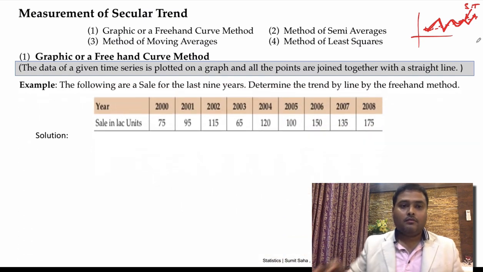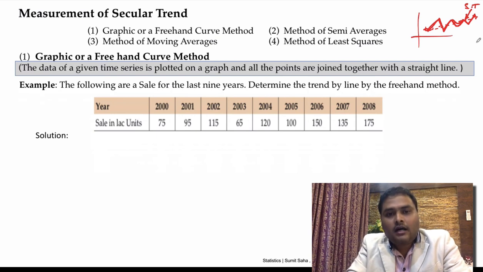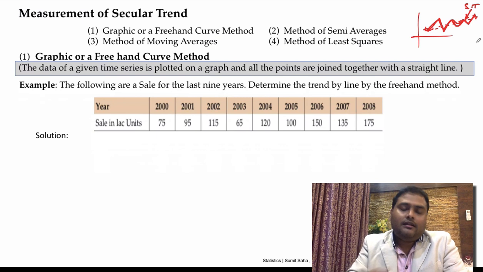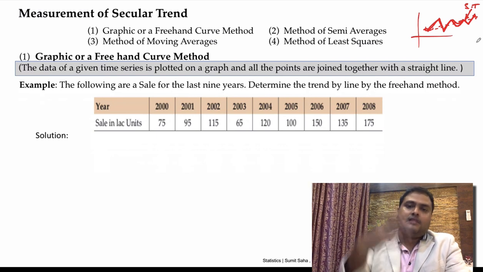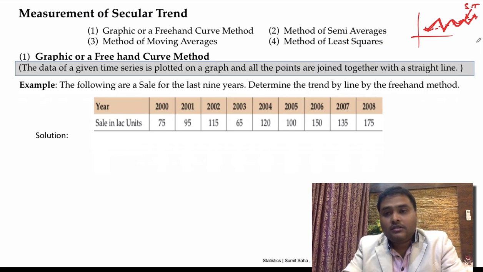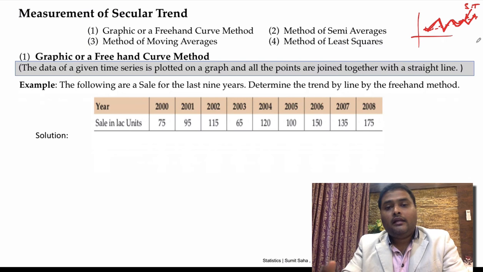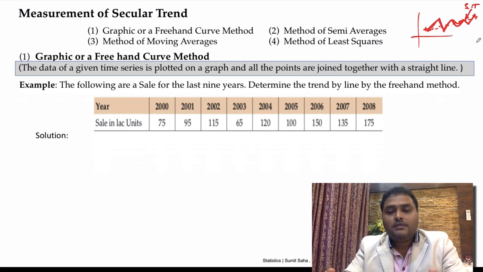Right, now let's take the problem. The example is given that the following are the sales for the last 9 years. As I explained last time also, think of the sales of Coca-Cola or Pepsi over the last 9 years. Here it is given from 2000 to 2008, and sales are in lakhs of units. That means 75 lakh bottles of Coca-Cola were sold in 2000, then in 2001, 95 lakh units of bottles, and so on and so forth. So this is the interpretation of this question.